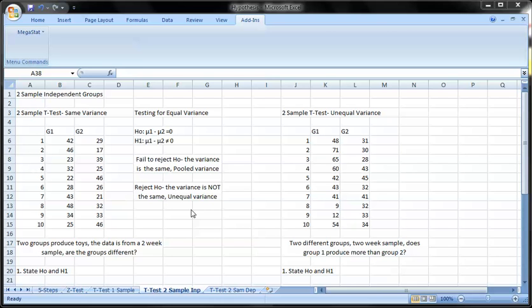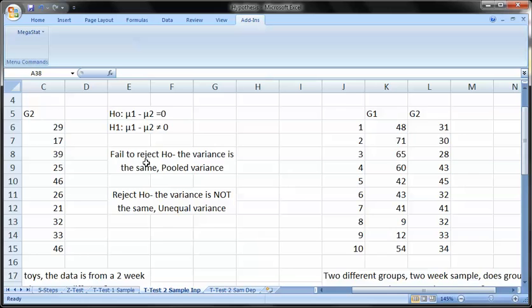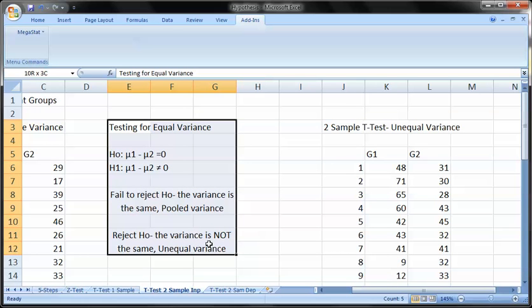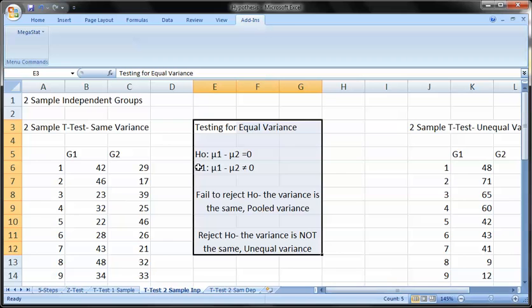All right, we're on the t-test two sample independent groups tab. What's different about this series of tests is we're adding another test on top of it, and that is testing for equal variance. Basically we're saying, where mu1 and mu2 are the variances, is there a difference in the variance? The null is no, they're the same, or the alternative is that they are different.